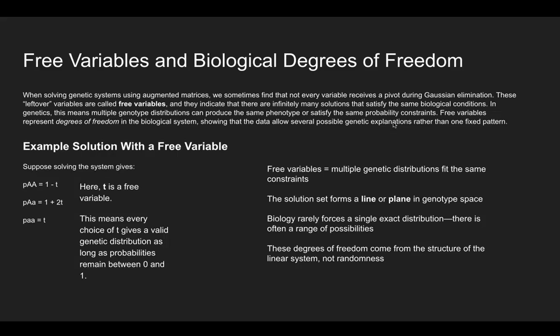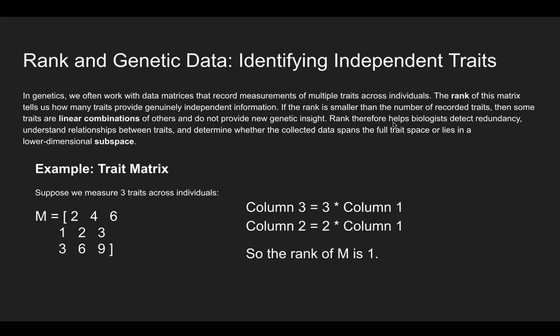Biology rarely forces a single exact distribution. There is often a range of possibilities. These degrees of freedom come from the structure of the linear system, not randomness.